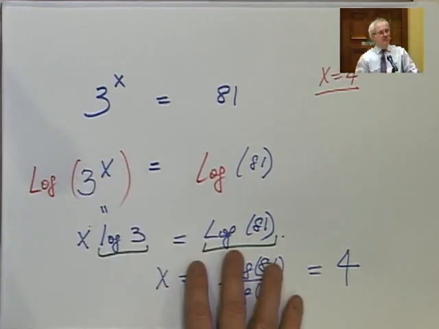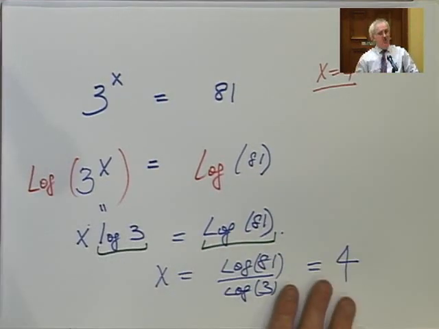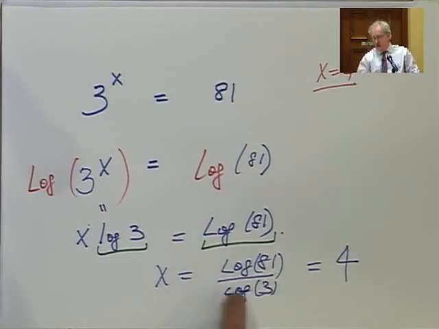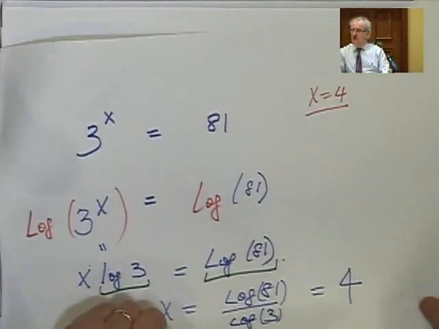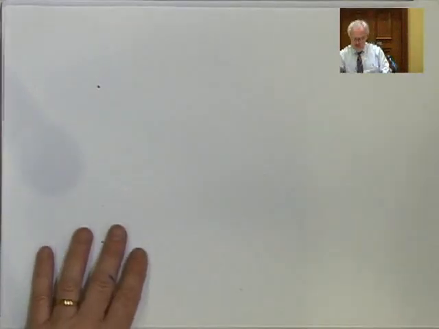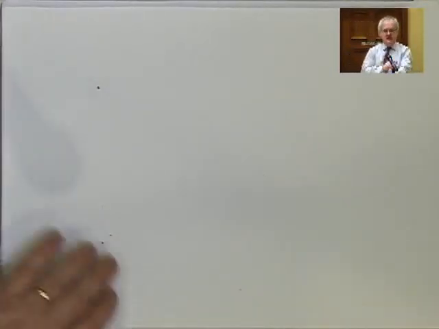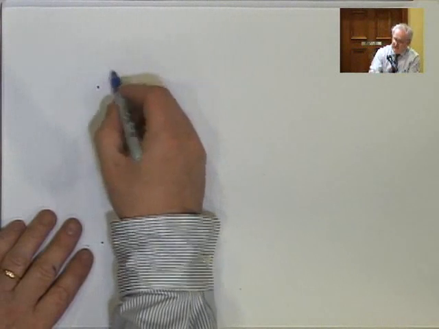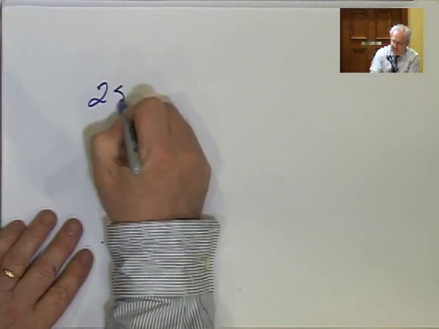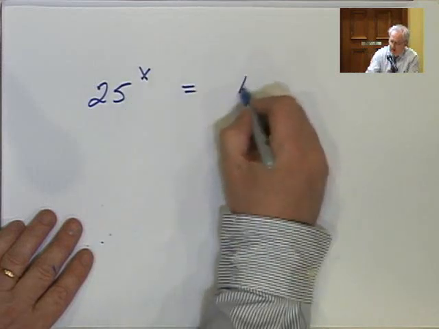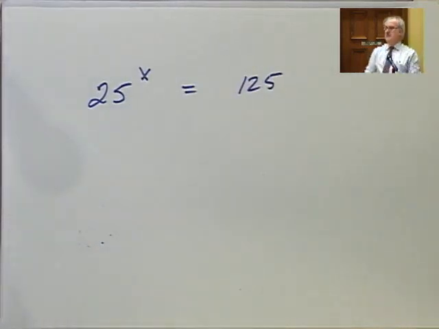So in one step, you're not guessing anymore. Log 81 divided by log 3 is 4. You don't have to guess them anymore. Now, sometimes they're not that easy to guess. For example, let's say that somebody said, what is x, if 25 to the power of x is 125? You'd say, that's a bit tricky.